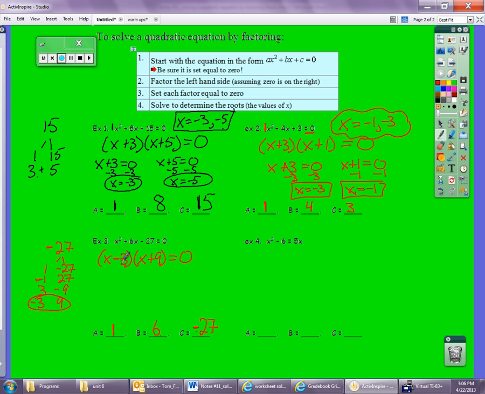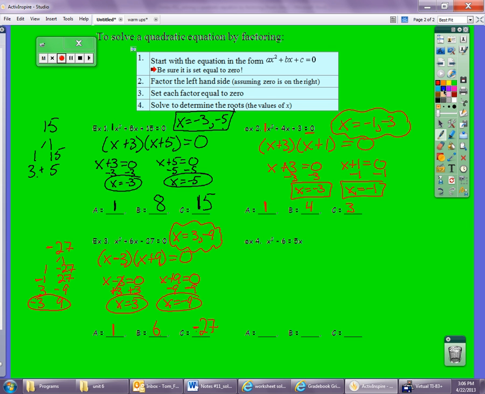Step 3 says we're going to set each of these equal to 0. So x minus 3 equals 0, x plus 9 equals 0. Now we can solve it. Plus 3 and plus 3, x equals 3. Minus 9, minus 9, x equals negative 9. So the answer for number 3 is x equals 3 or negative 9.